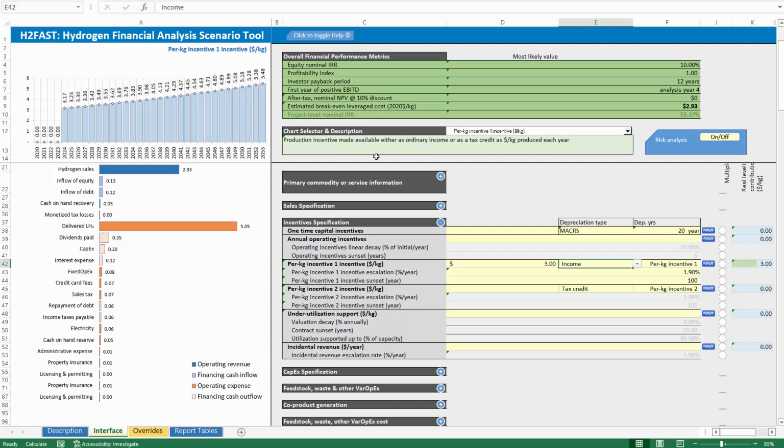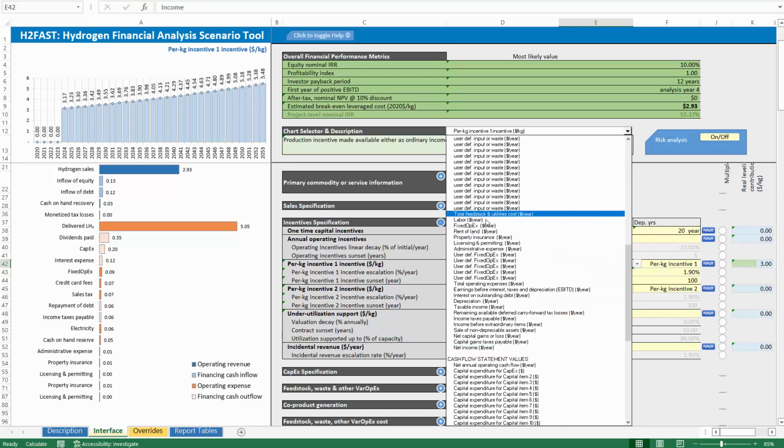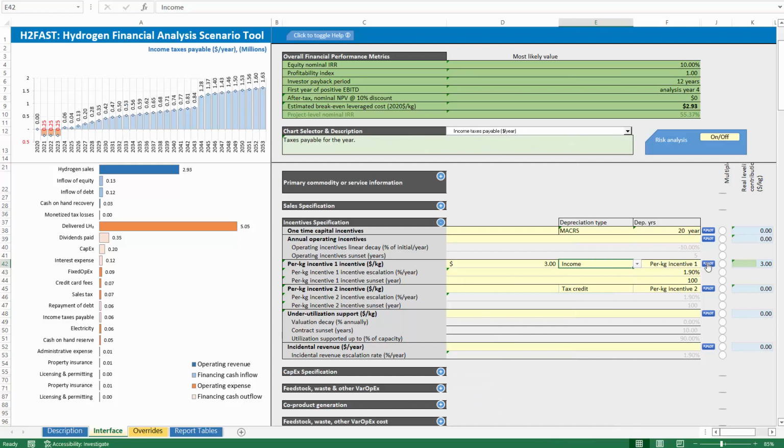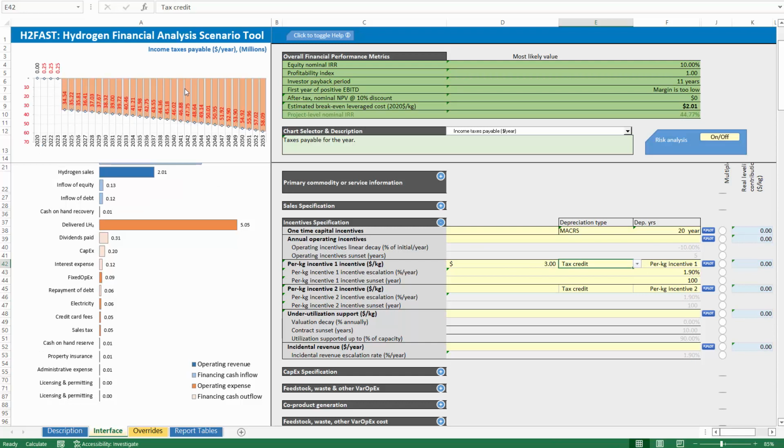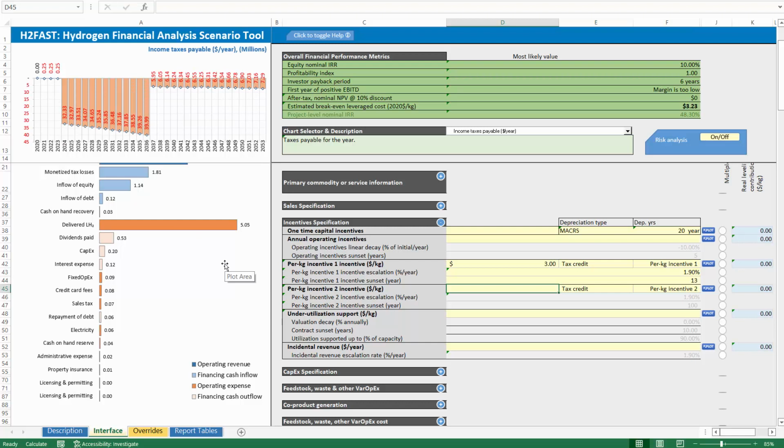And to look at tax credits, we would actually have to look at taxes payable and how those are modeled. So we'll switch it to income taxes payable. So we'll see that if we switch from income to tax credit, there is a tax credit that reduces the taxes payable year by year. And we're going to say that it's, let's say, available for 10 years. Or if it's 10 years of actual operation, we'll say 10 years plus the construction period. So it will be available for 13 years in total.